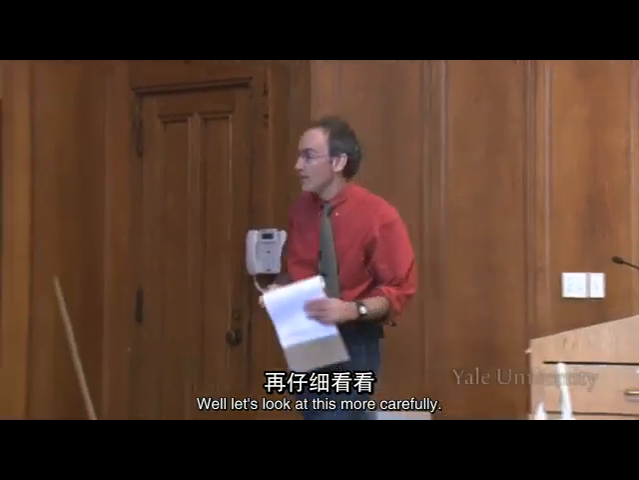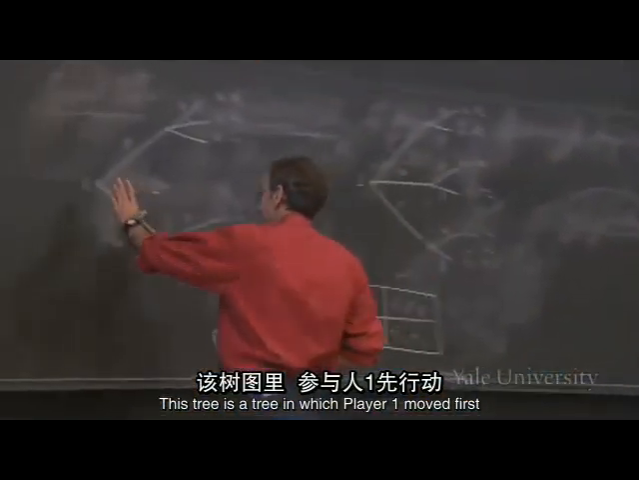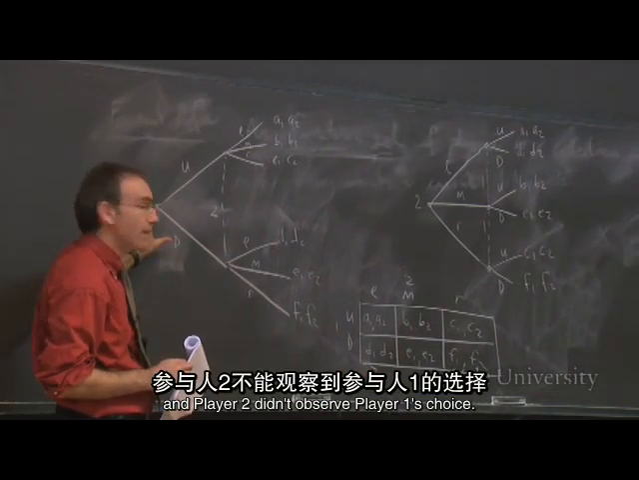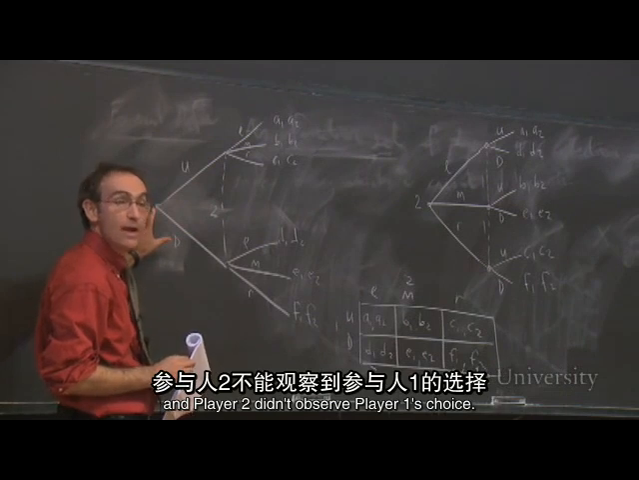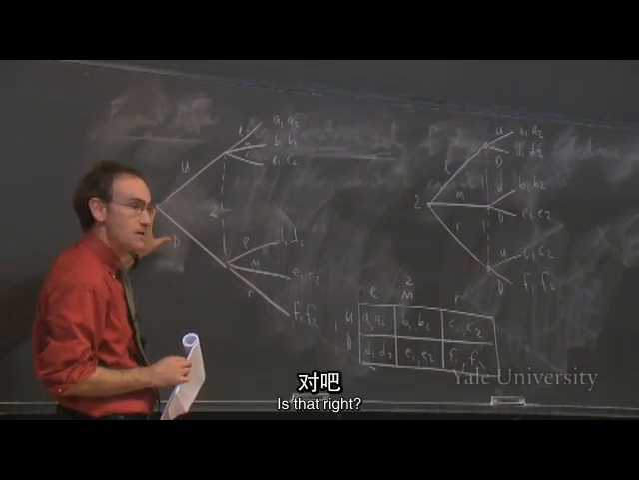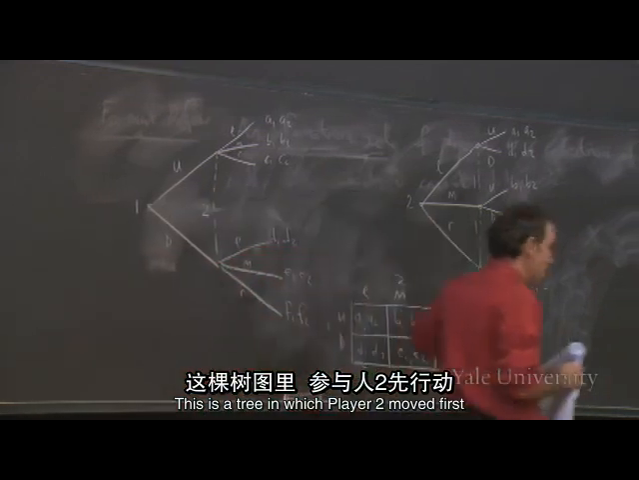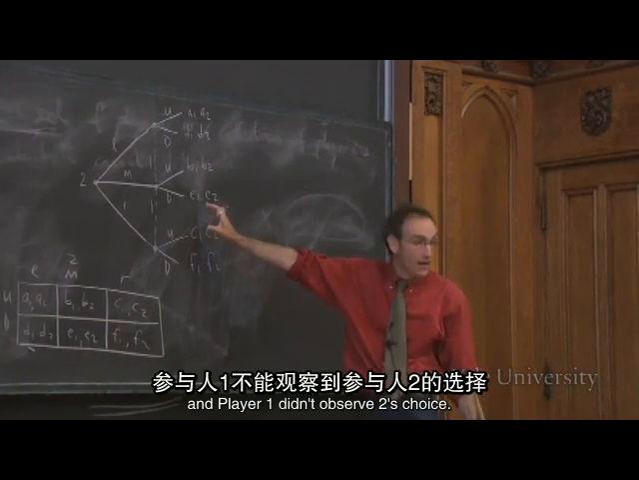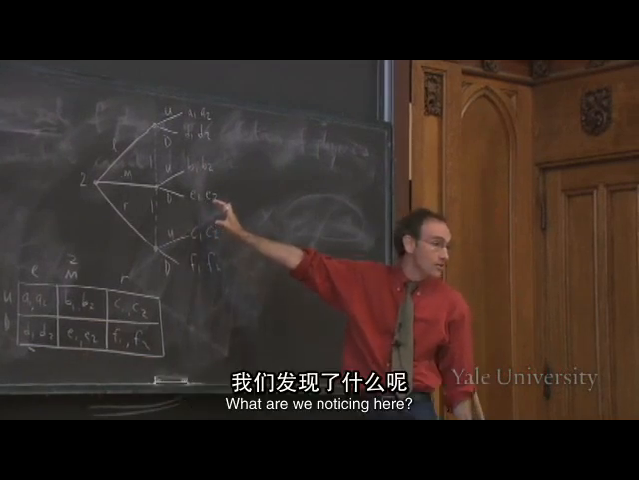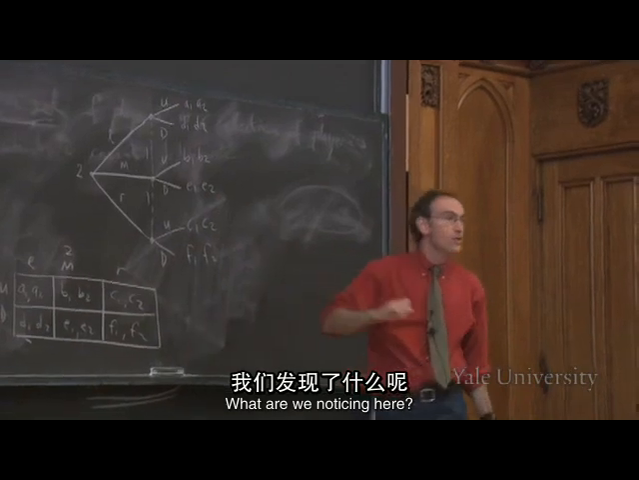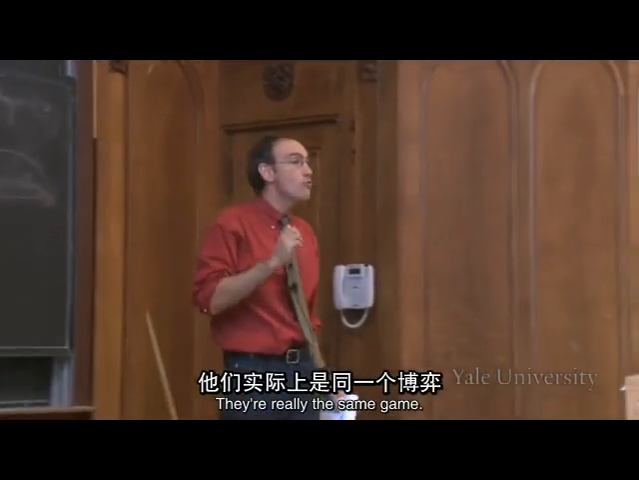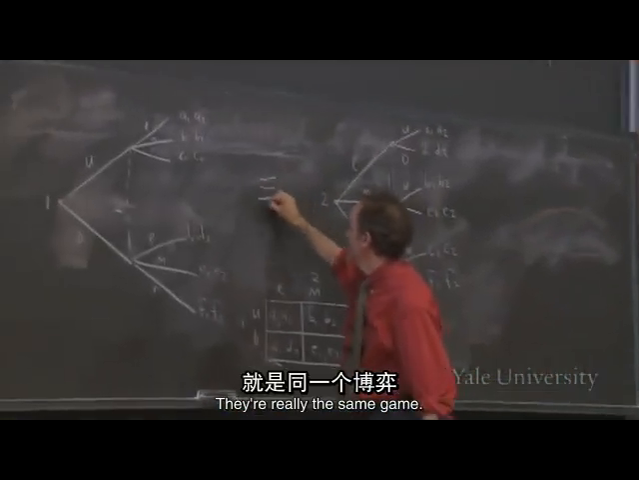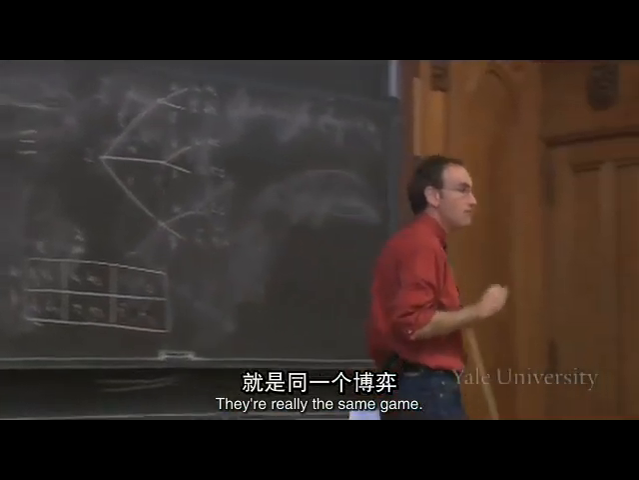All right, well, let's look at this more carefully. This tree is a tree in which player 1 moved first, and player 2 didn't observe player 1's choice. Is that right? This is a tree in which player 2 moved first, and player 1 didn't observe 2's choice. Right? What are we noticing here? They're really the same game. There's no difference between these 2 games. All right? They're really the same game.